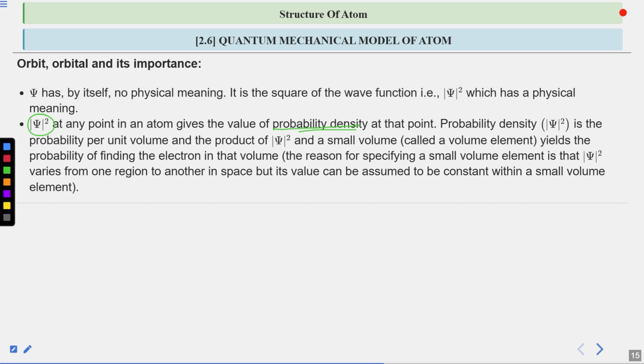Then what will be the probability? It will be probability density multiplied by the volume. I told you earlier that probability density is simply psi square. Don't go into the deep part of how this probability density is the psi square. That is a very big thing to consider at this point. Just remember that if you square this psi, you will get the probability density, and if you multiply it by the small volume, you will get the probability.